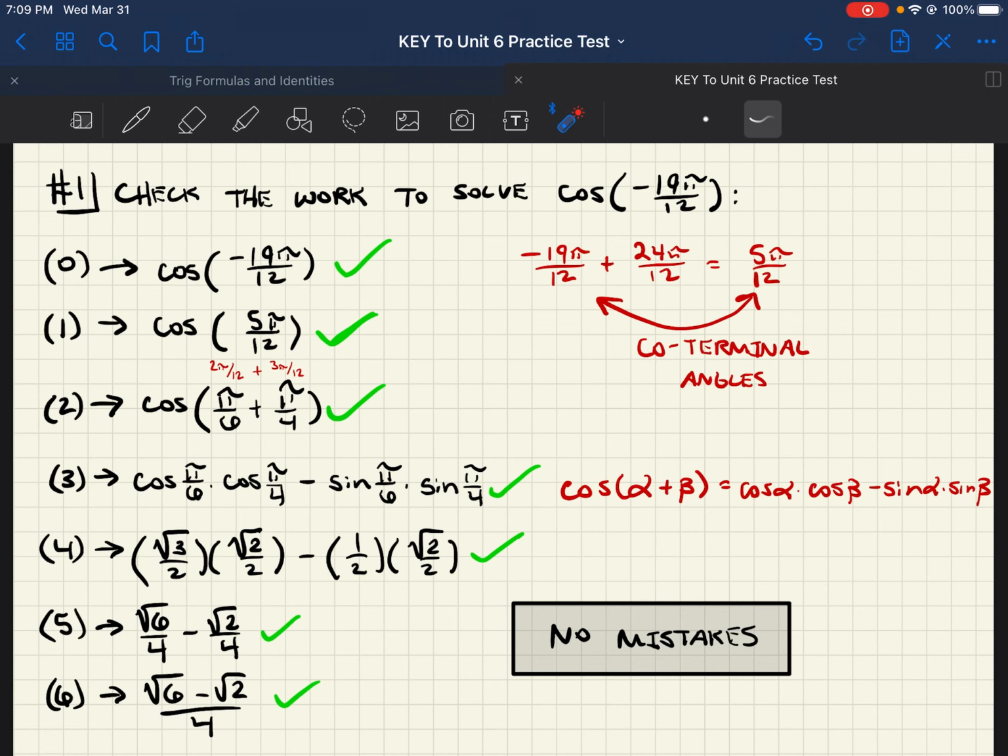So negative 19 pi over 12, if we add 24 pi over 12, which by the way is 2 pi radians, I just rewrote it to be over 12 so they share a common denominator, you get 5 pi over 12. So negative 19 pi over 12 and 5 pi over 12 are coterminal angles, meaning they're in the same position on the unit circle. Okay, so this is actually a perfectly fine step. They're in the same position. They can be interchangeable basically. So what we're really trying to do now is find the cosine of 5 pi over 12.